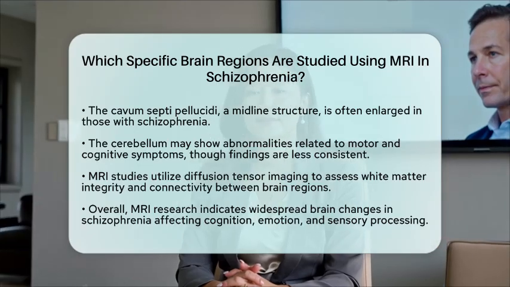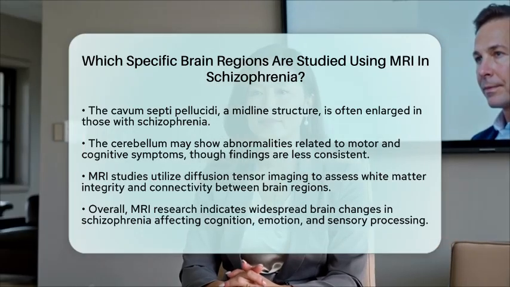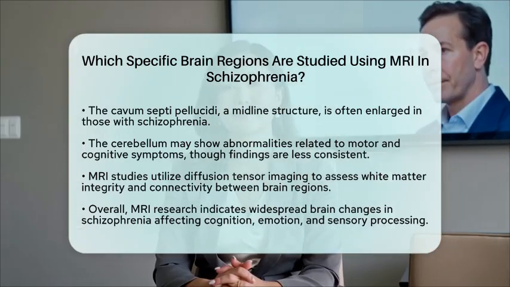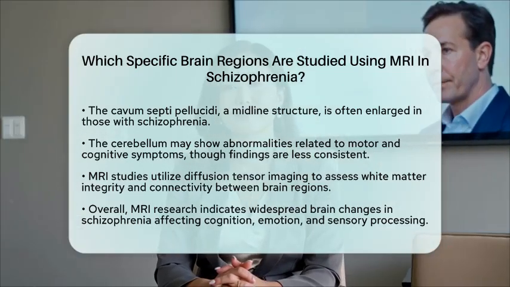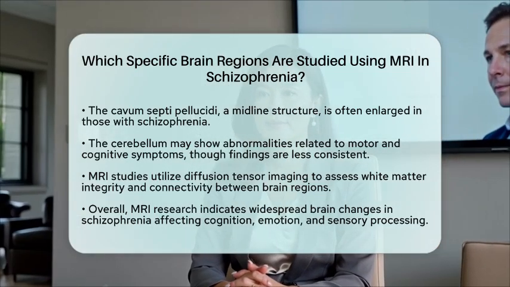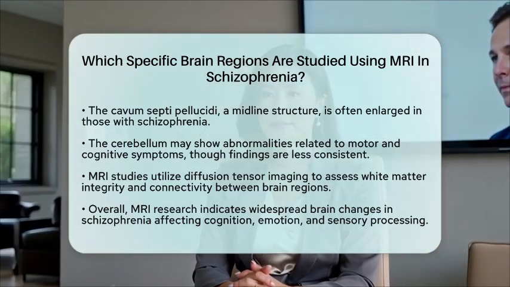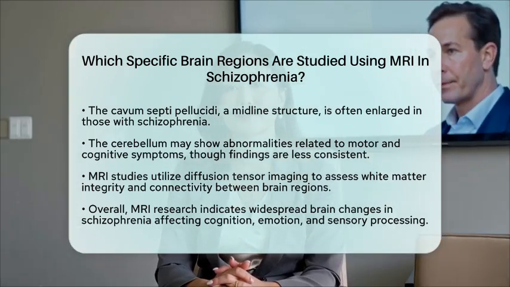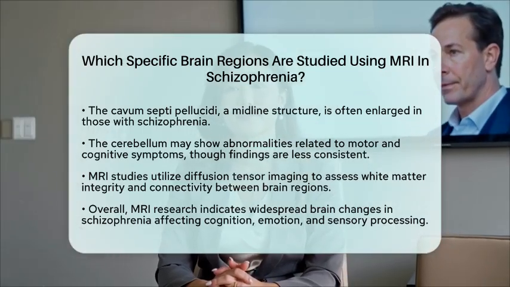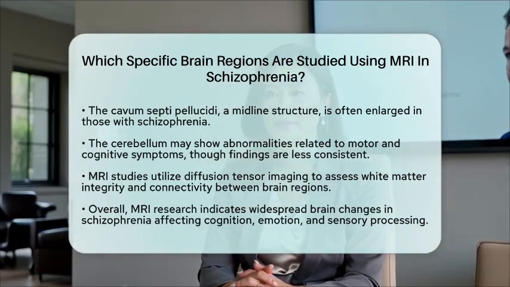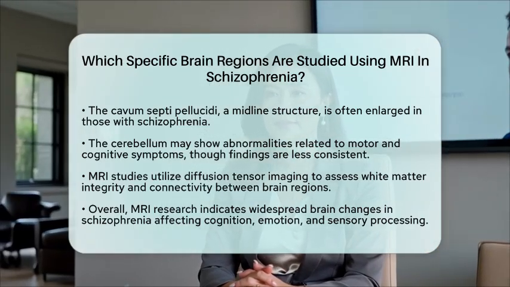In summary, MRI research highlights abnormalities in brain volume and structure in several key areas, including the lateral and third ventricles, medial and neocortical temporal lobes, frontal and parietal lobes, subcortical nuclei, corpus callosum, and sometimes the cerebellum. These findings suggest that schizophrenia involves widespread brain changes affecting circuits related to cognition, emotion, and sensory processing. As research continues, MRI remains a vital tool for identifying these brain alterations, tracking their progression, and guiding diagnosis and treatment.